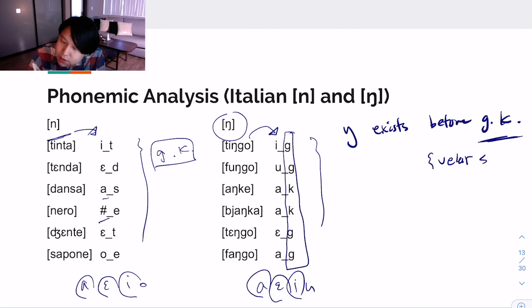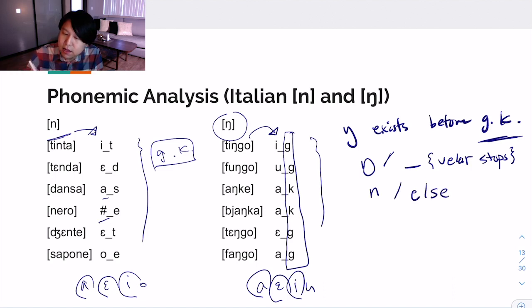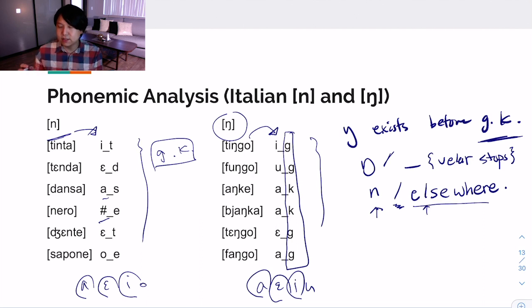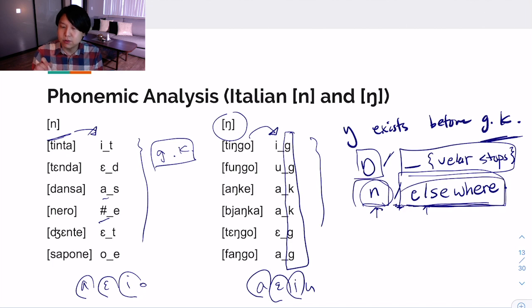They're velar stops, right? So ng exists before velar stops, and n exists elsewhere. So whenever you use a single slash and you put a sound on the left of it and an environment on the right of it, it means that this sound is realized in certain environments outlined here. So the ng sound exists before velar stops, the n sound exists elsewhere.